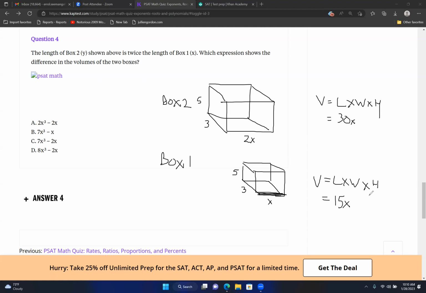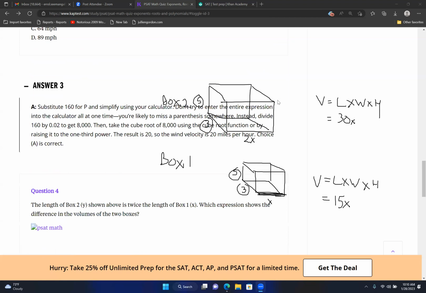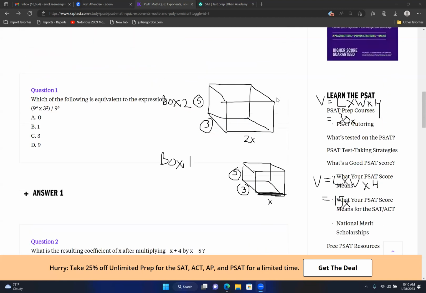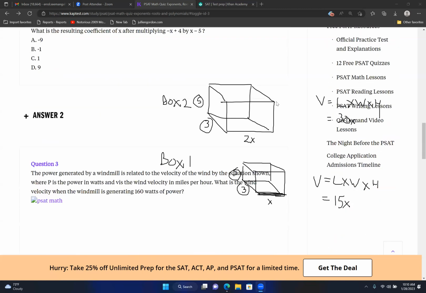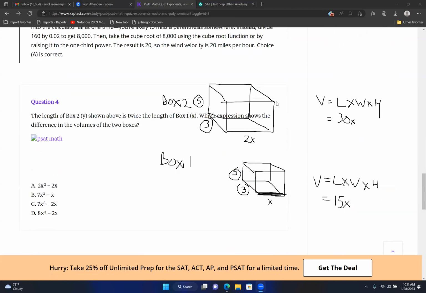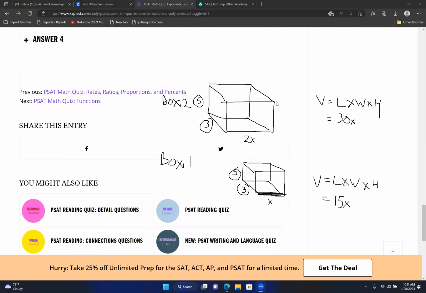Which expression shows the difference in the volumes of the two boxes? All right, if we subtract them, it'll be 30x minus 15x. But I think from the diagram, they're giving you these numbers, but we don't see the diagram, right? I don't see the diagram. Maybe we should skip that one too, because I don't see the diagram on that one either. All right, that was a bad question because we don't see the diagram.